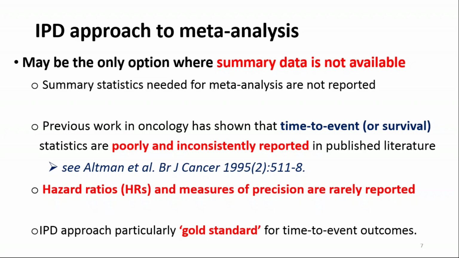Particularly hazard ratios and measures of precision required for meta-analysis, such as confidence intervals, standard errors, and so on, are rarely reported. And the first work in this area was done by the great Doug Altman in 1995, and there has been more recent work over the last 20 years showing that actually, even over time, this hasn't really improved. So an IPD approach is particularly considered to be gold standard where time to event outcomes are of interest.